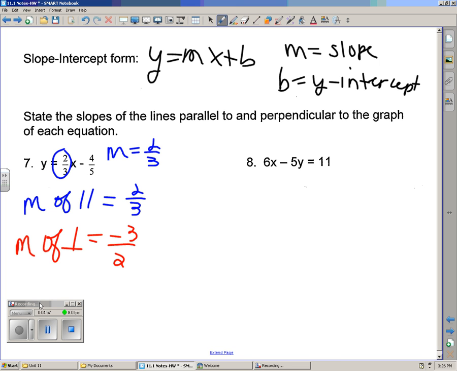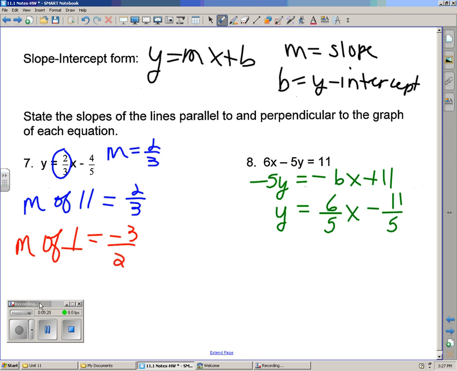For this next one, we need to be able to get the equation into y equals form. So in this case, you're going to subtract 6 on both sides. Negative 5y equals negative 6 plus 11. Divide everything through by negative 5. I'm not showing you this work. You should be able to do most of it in your head. When you divide both sides by a negative, your slope turns into positive 6/5, minus 11/5.